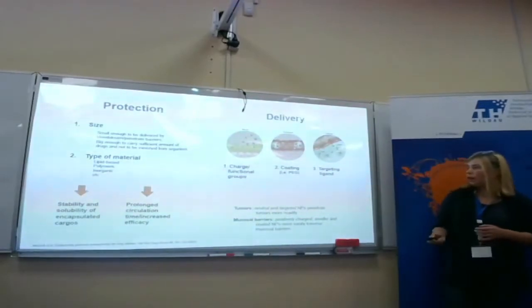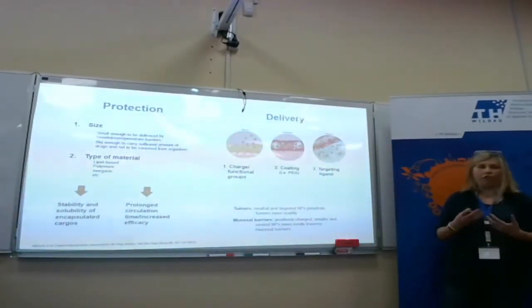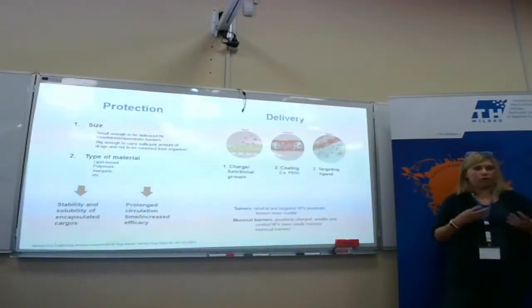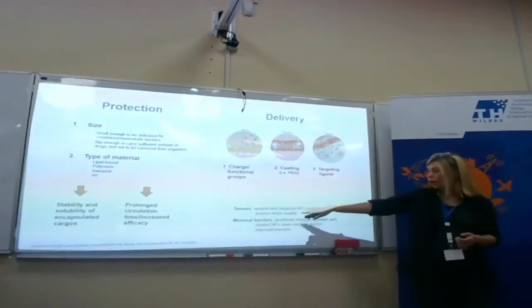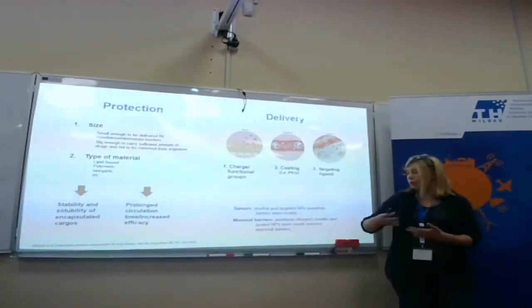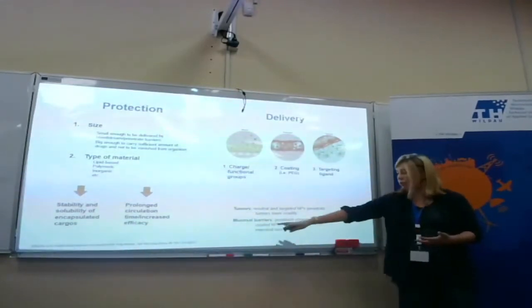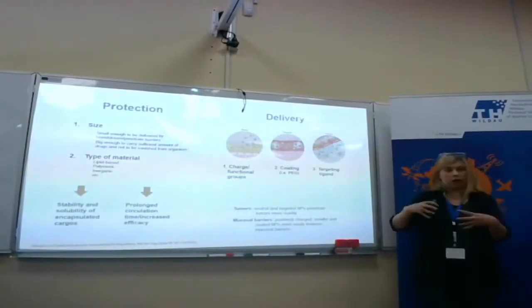So if we combine all these properties, we can find proper nanoparticles for each type of disease. For example, if we're talking about tumors, we can use neutral and targeted nanoparticles. If we're talking about some disease where mucosal barriers are significant, we're talking about positively charged, small and coated nanoparticles.